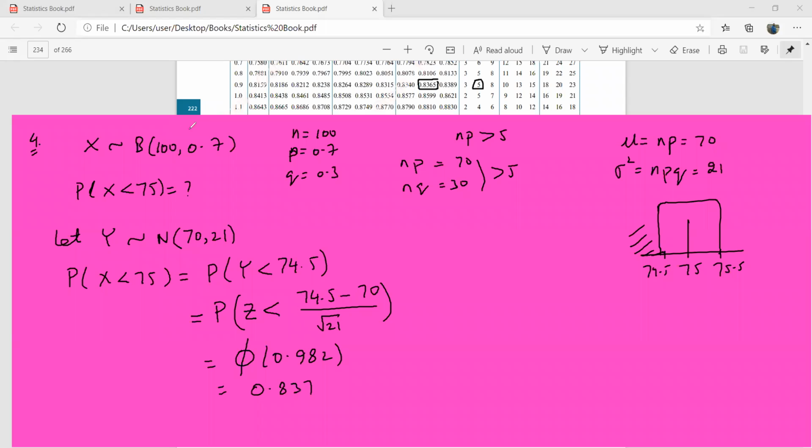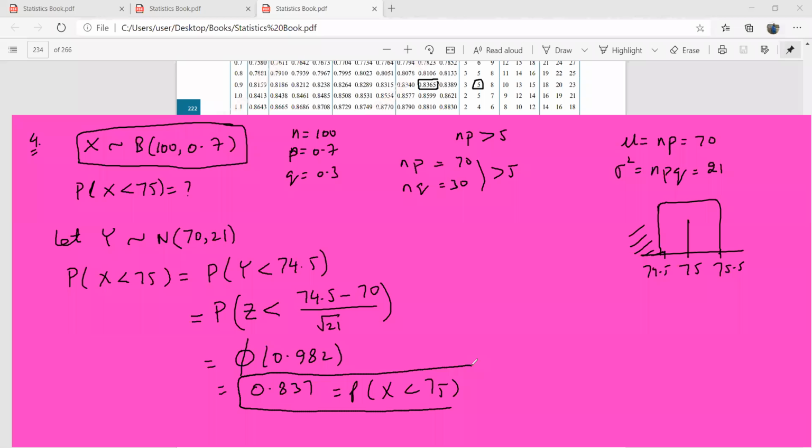So for this binomial distribution, the probability for X to be less than 75 is going to be 0.837. So this is basically your probability X is less than 75. You see, we have been using X, Y, and Z. So when I write X, this means I'm referring to this binomial distribution.